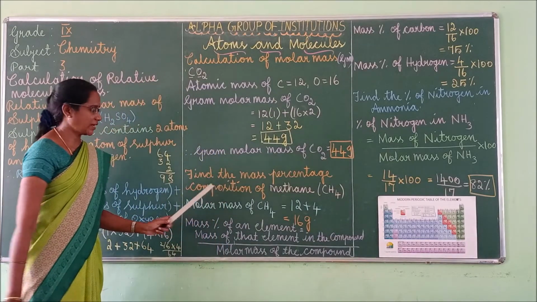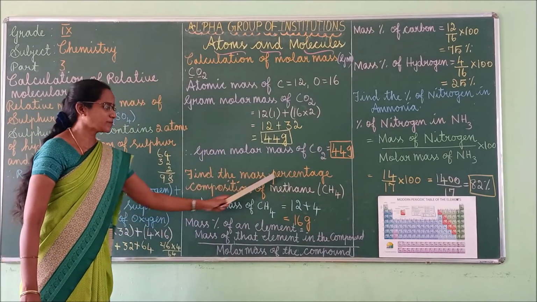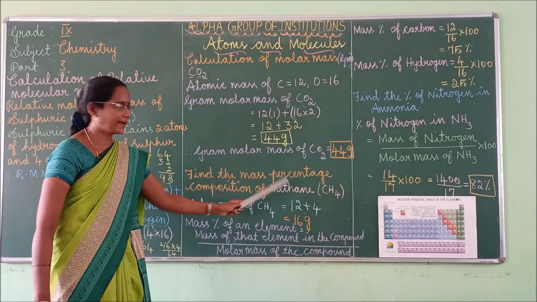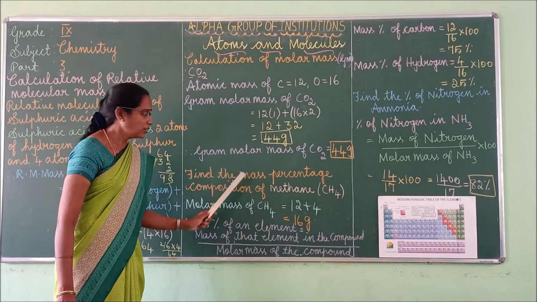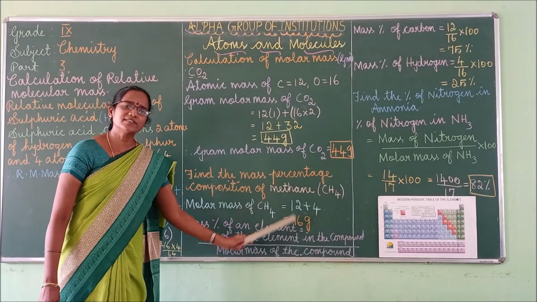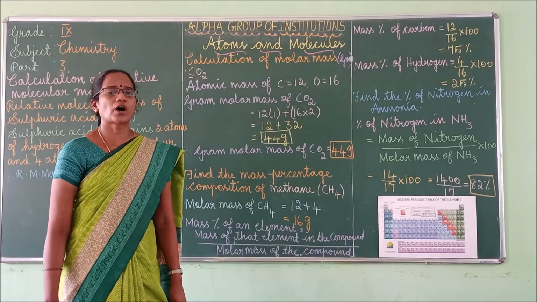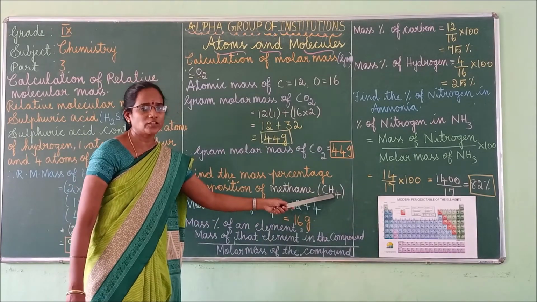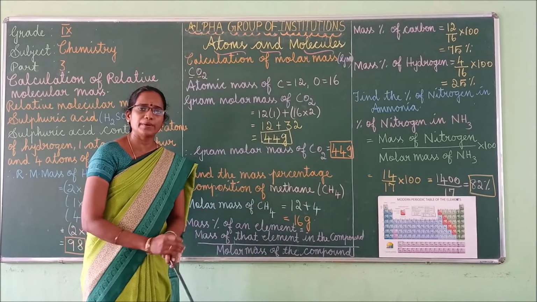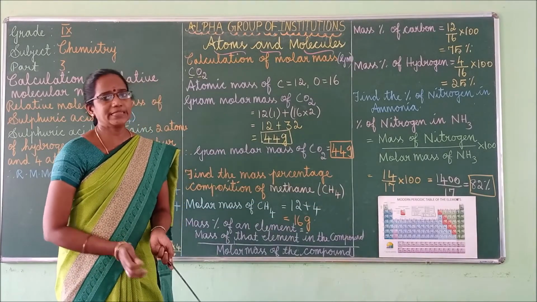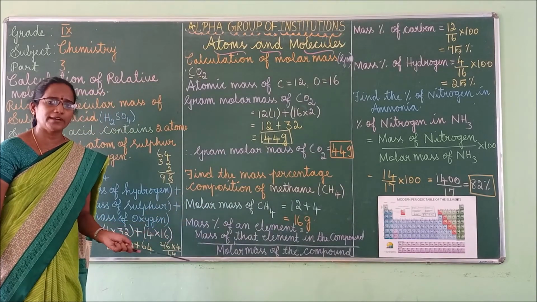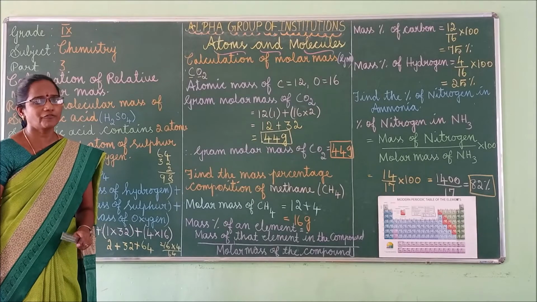Right. So next question, find the mass percentage composition of methane. Okay, you have to find out the mass percentage composition of methane. What is the formula of methane? The formula of methane is CH4. It means carbon atom as well as hydrogen atom combines to form the compound methane. Right. So for that, first what you have to identify? You have to identify the molar mass of methane.